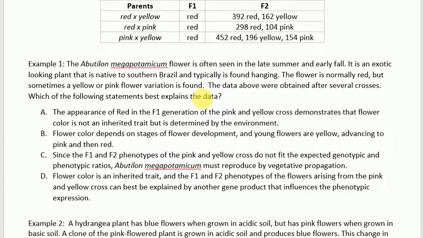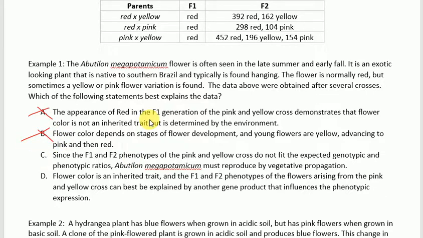A says the appearance of red in F1 generation of the pink and yellow cross demonstrates that flower color is not an inherited trait but is determined by the environment. Well, they didn't give us any data about the environment, so we're going to say no to that. B, the flower color depends on stages of flower development, and young flowers are yellow, advancing to pink, and then red. Well, they didn't tell us anything about what stages any of the flowers were in, so we're going to get rid of that.